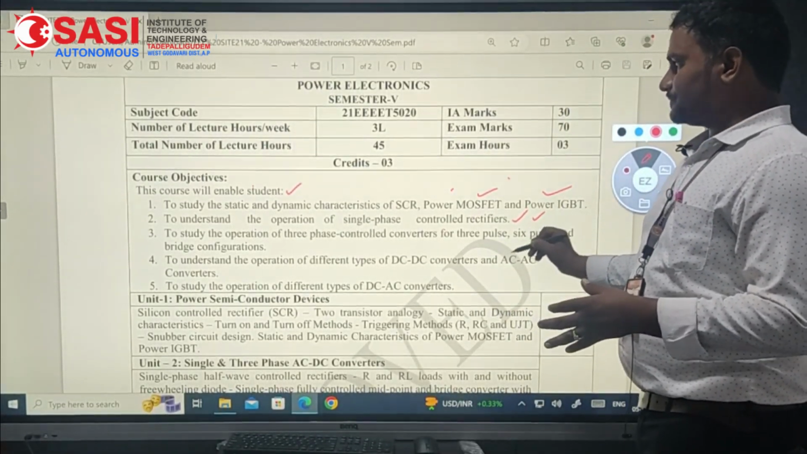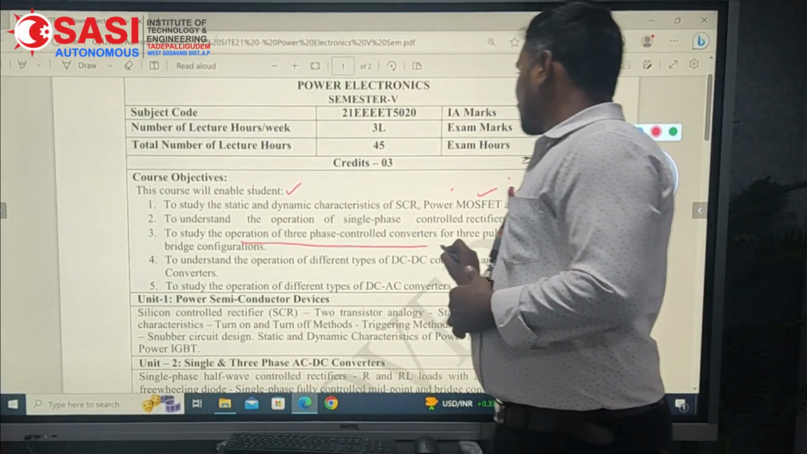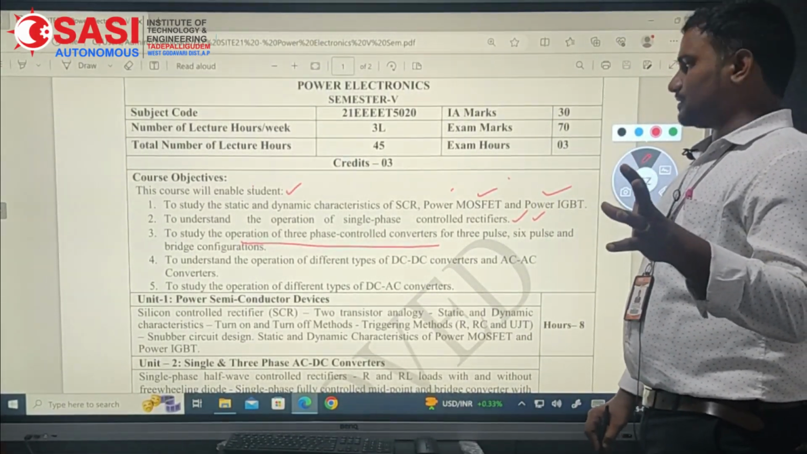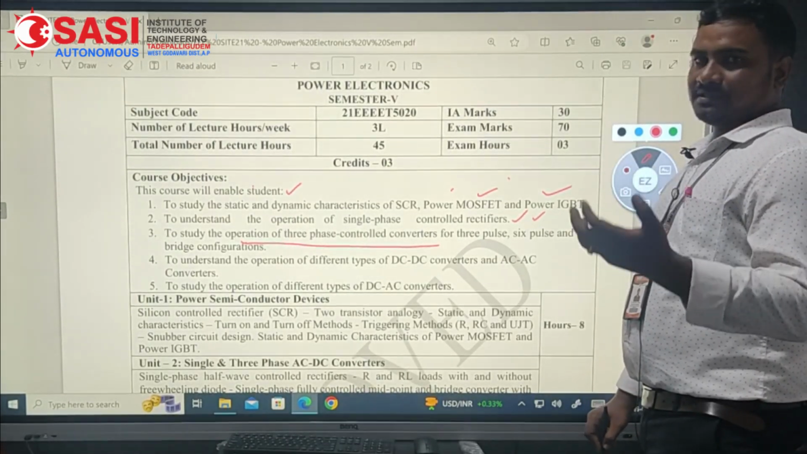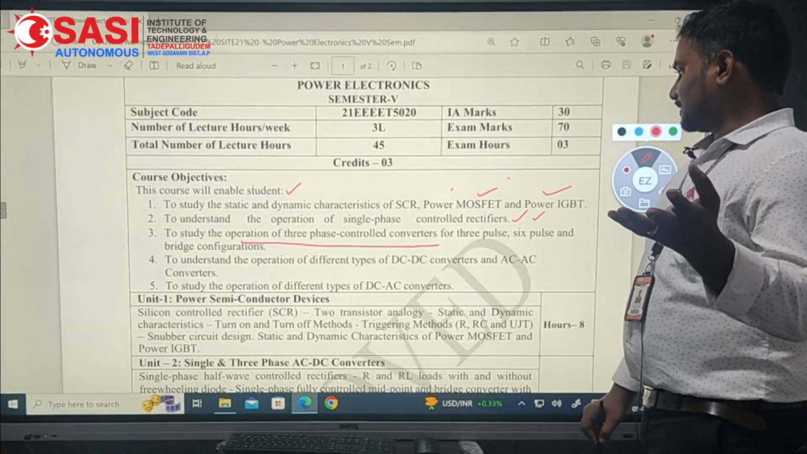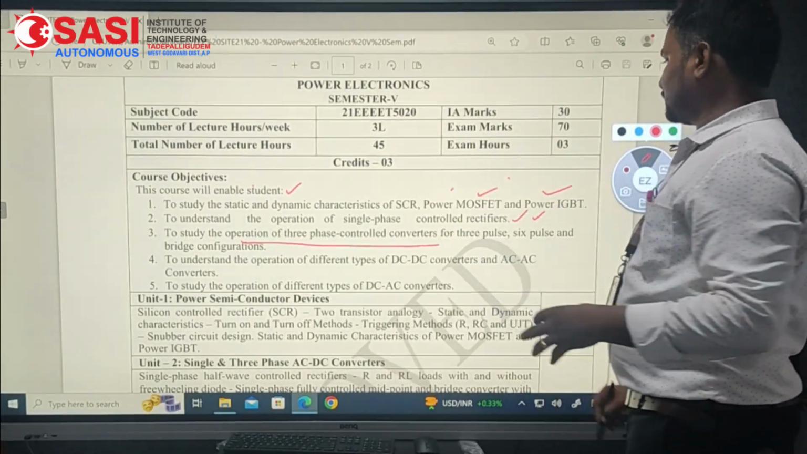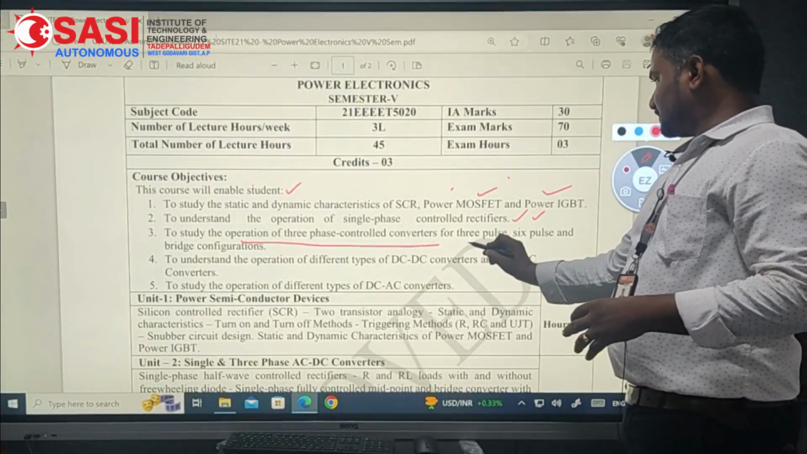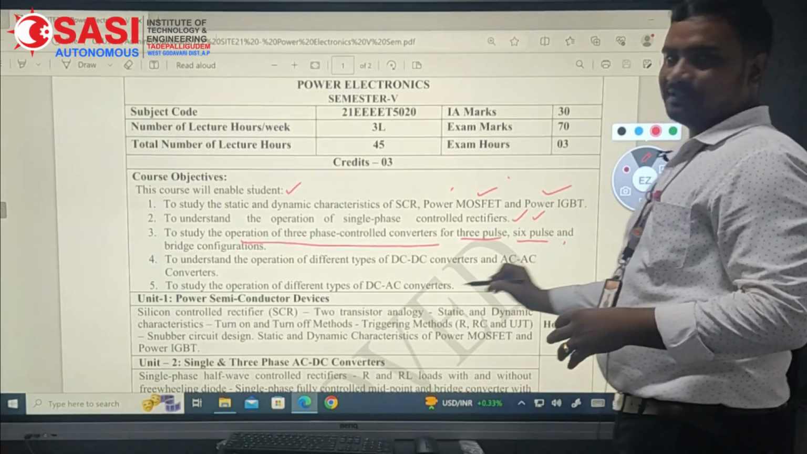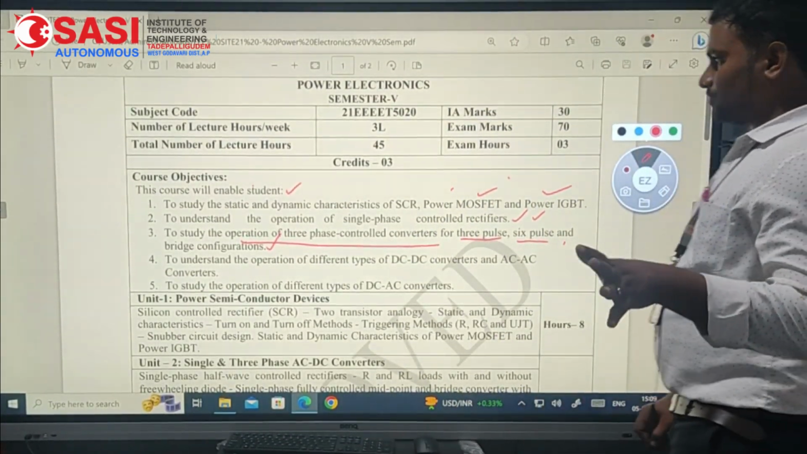Similarly, we are going to study the operation of 3-phase controlled converters. When a 3-phase input is given to the circuits, there are different circuits like bridge circuits and fully controlled rectifiers or half bridge converters, whatever the converter topology. So we are going to convert the 3-phase AC into variable DC, and there are different circuits. Here we can see 3-pulse converters, 6-pulse converters and bridge configuration in this module. And we move on to the fourth objective.